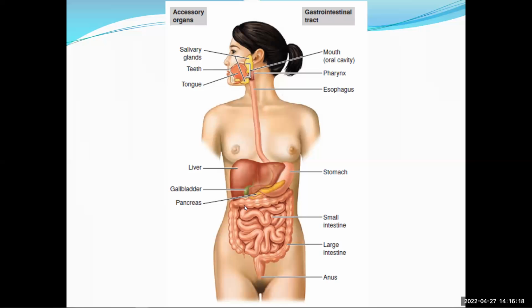And that's where in the large intestine, you have bacteria living there. And they help in the process of that absorption of water. All right, so they live on the inside.